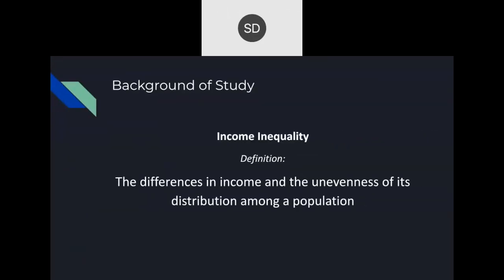So, a definition of income inequality will be the differences in income and the unevenness of its distribution among the population. So, differences in income can occur due to a few factors: unfair hiring, unfair promotion, pay practices in some industries, and differences in occupational opportunity.